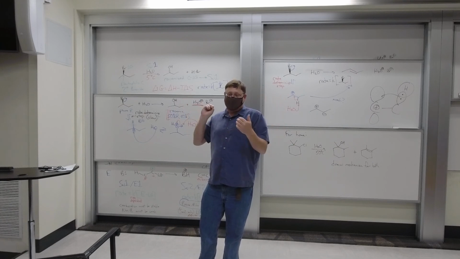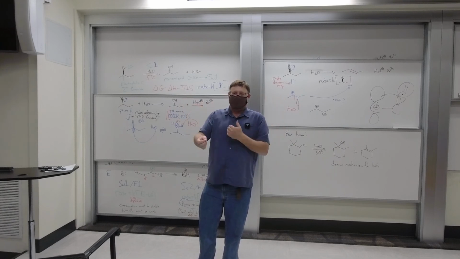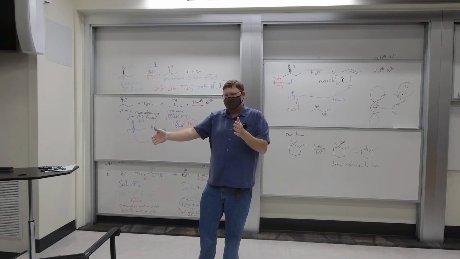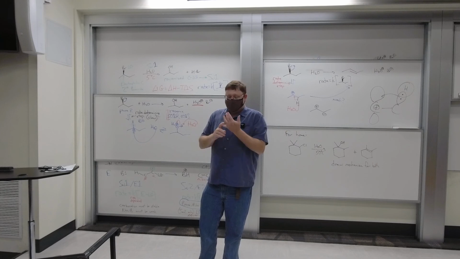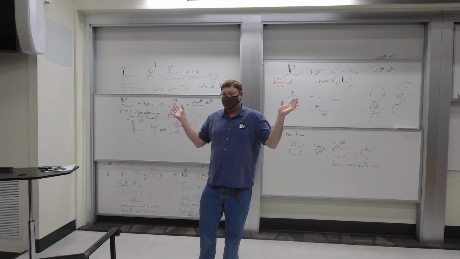SN2 and E2 tend to give one product, or this stereoisomer turns into that stereoisomer. SN2, you always get inversion. SN1, you always get racemization. E1, you always get a buttload of products.